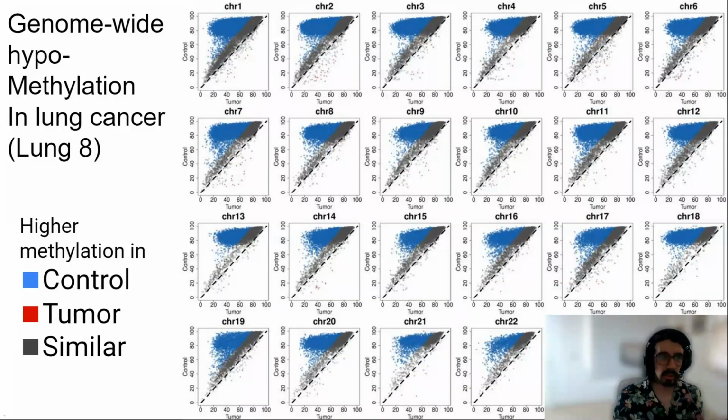However, on those that look similar, the black lines are the identity line, which means that there's no difference, that they are identical, both in tumor and control. And you see that all of the gray dots are above this line. Even though it's a similar methylation pattern, it's still skewed towards higher methylation in the control. So this is a perfect example of a sample that has what seems to be genome-wide hypomethylation.